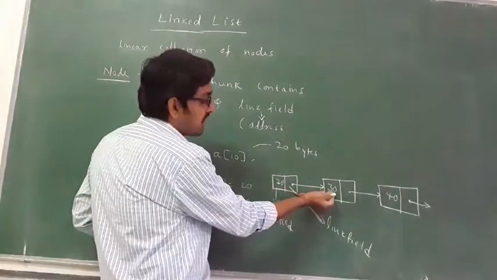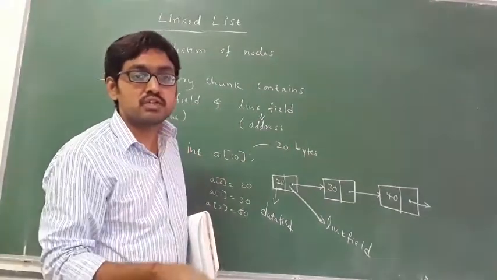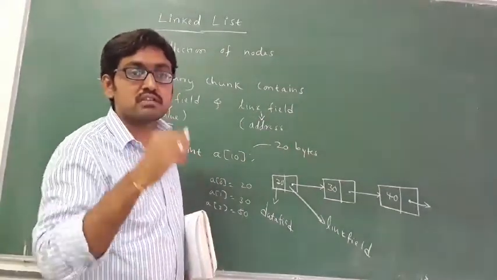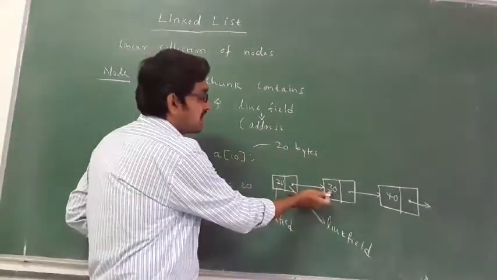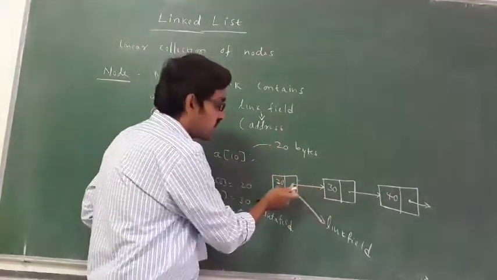Address, what is an address? Address means it is a unique number which contains a value. See, the address of 30 gets stored. It means what? The address of 30 gets stored.